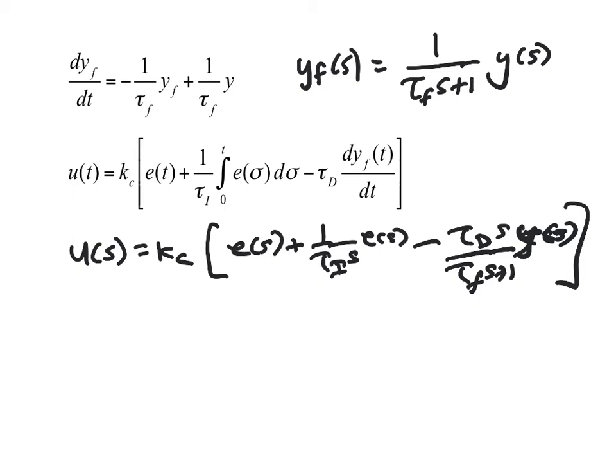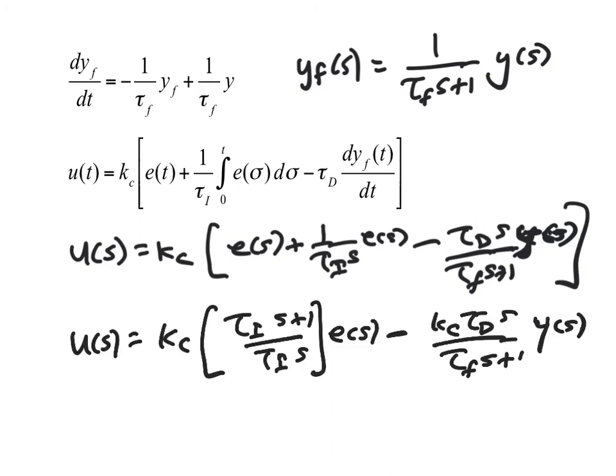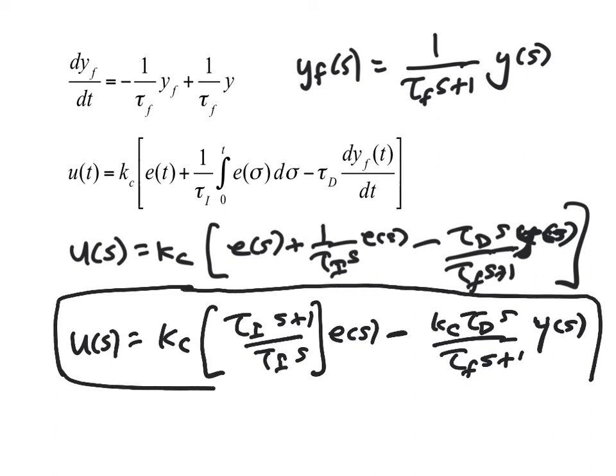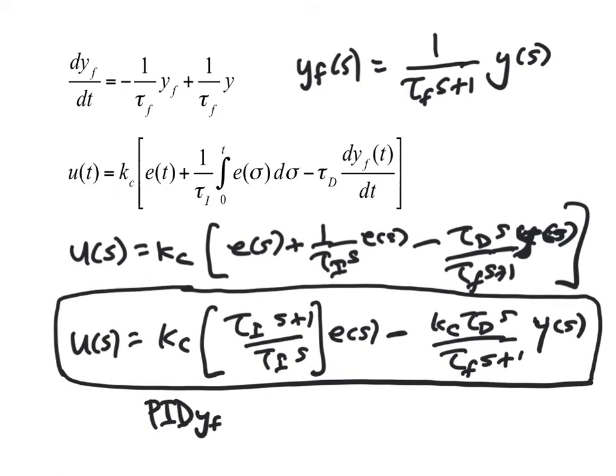Okay, so now we have the minus tau d s over tau f s plus 1 times the output signal y(s), which we might want to write in the following fashion. So we can think of this as being a real PID equation where the derivative is taken of the measured output rather than the error. So we can think of this as being the PID y, if we want to think of that as being filtered, we might want to use that expression, just to note that it's a PID, but the derivative is being taken now of the measured output.